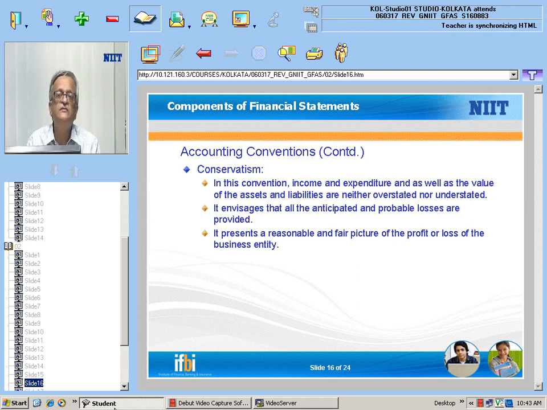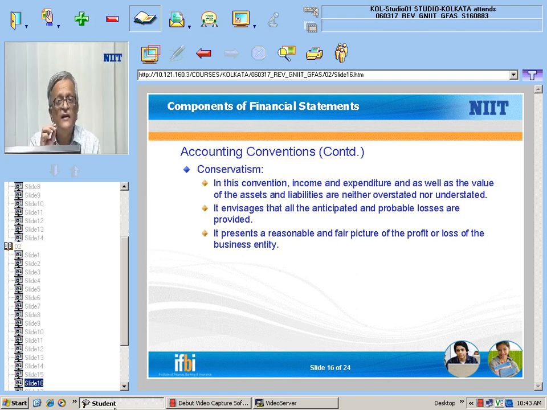Next is conservatism. You must have heard about the word conservative. Conservative means the traditional way of doing something, very conservative. He always follows the rules. So conservative means neither overstating nor understating. What is the market value? That item you have to state as per that market value.